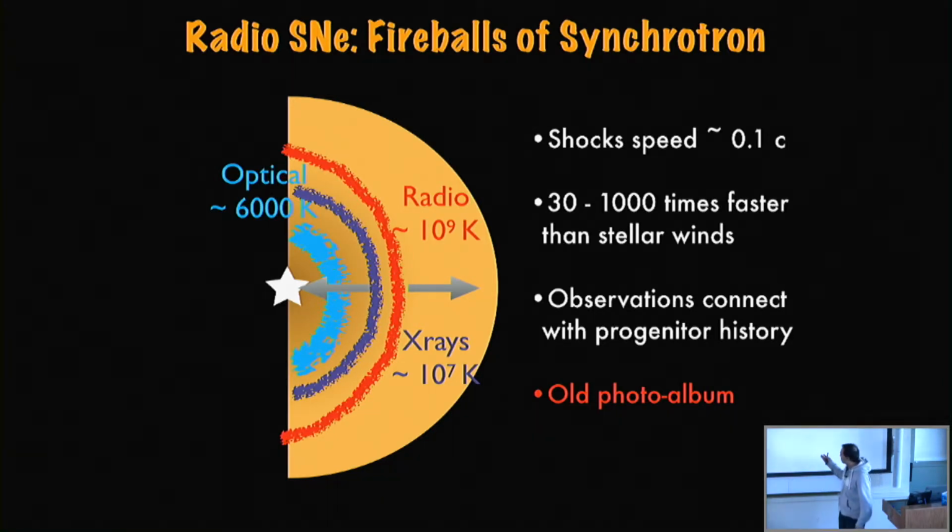I very much like to give an analogy of this with an old album. As the supernova shock wave propagates through the medium around the star, you're looking into the history of the star, which is like flipping through an old album and seeing what happened in the past.